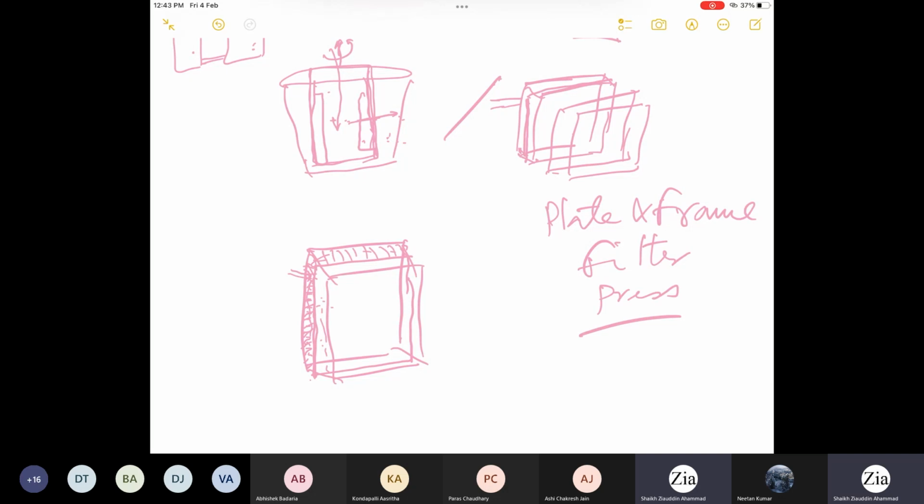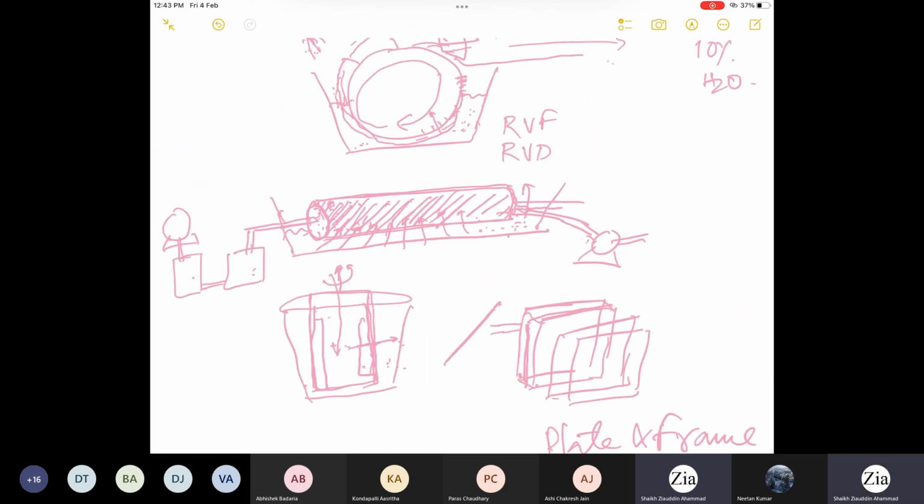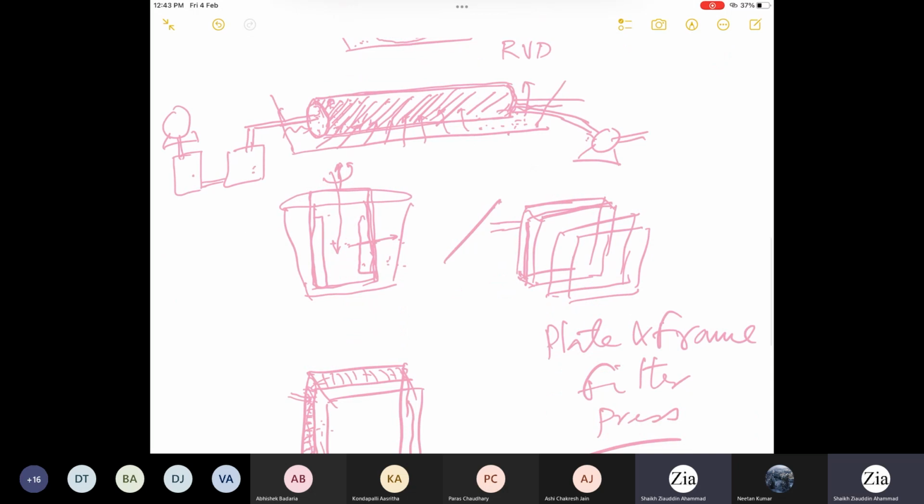This is also a batch process, but it is very simple in operation, and also very economical in operation. Only difficulty is it is a batch process, so productivity will not be as good as a continuous process. So the rotating vacuum filter will have more productivity compared to this plate and frame filter.